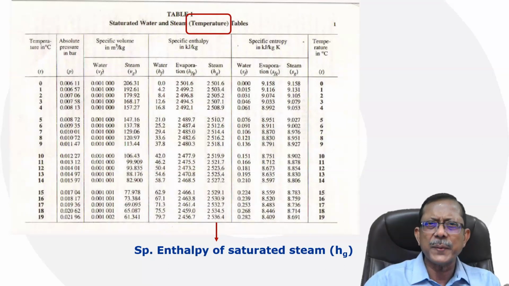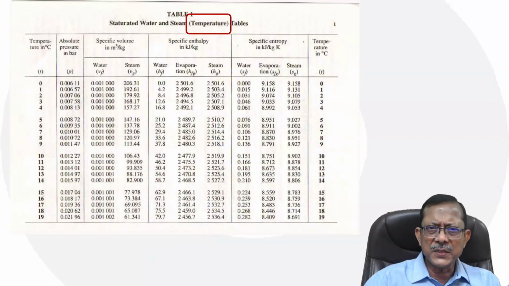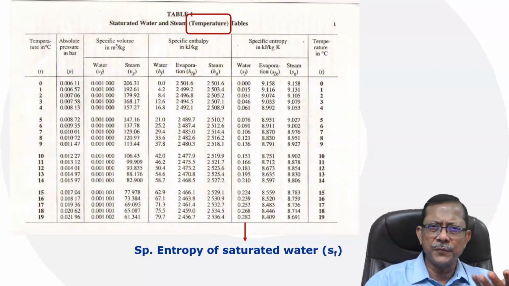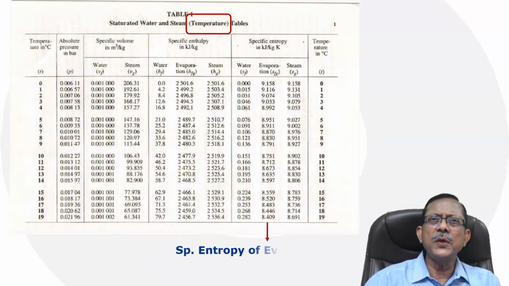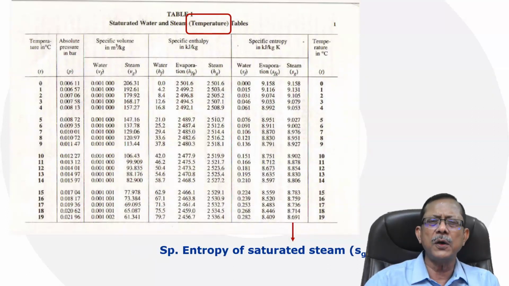Then you see the entropy is given, specific entropy, entropy per kg. The first is the specific entropy of saturated water. The next is specific entropy of evaporation, and the final is the specific entropy of dry saturated steam.